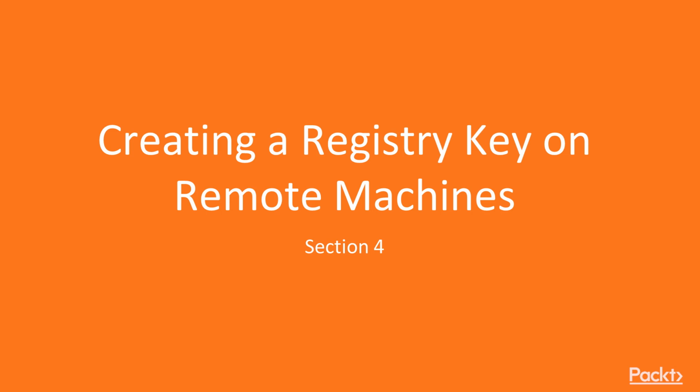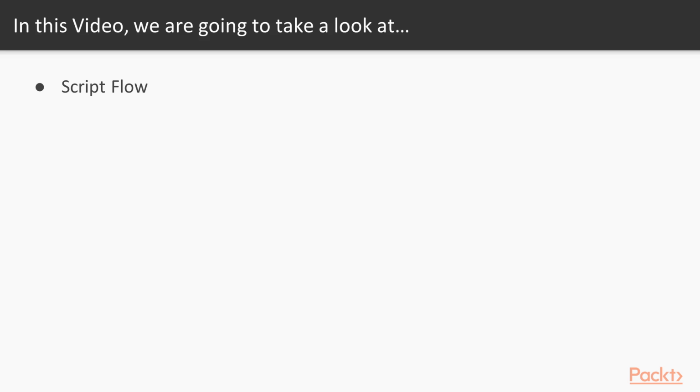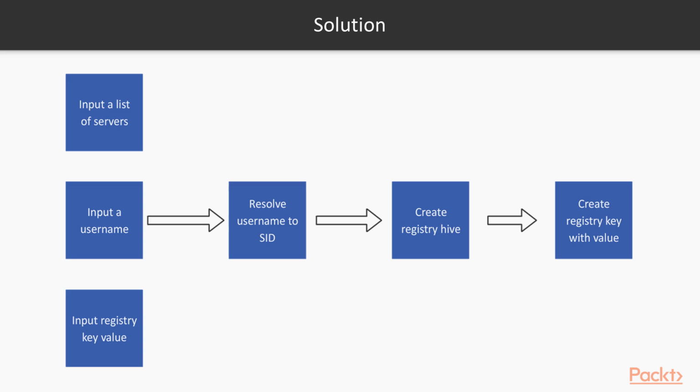Hello, welcome to section 4, creating a registry key on a remote machine. In this video, we'll have a look at designing our solution. So specifically, we will have a look at the script flow in our code. So this is a small diagram to represent our script flow.